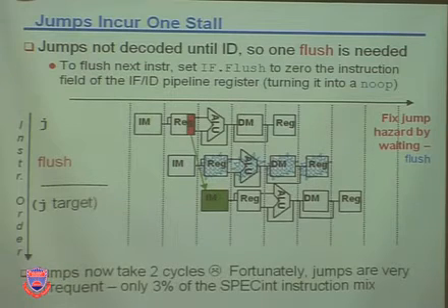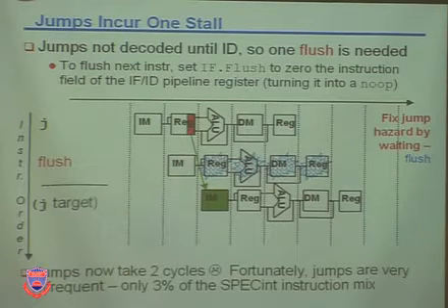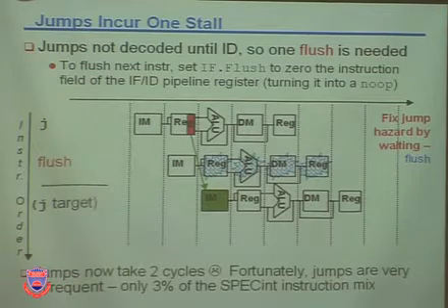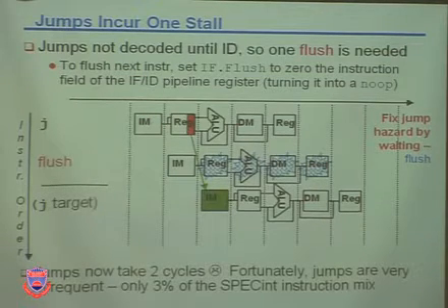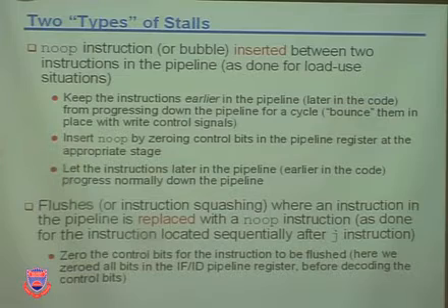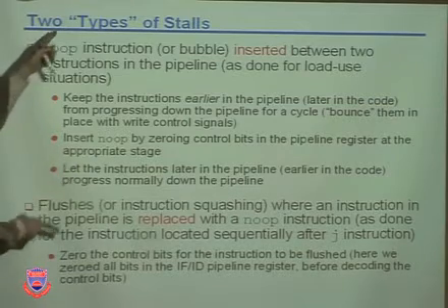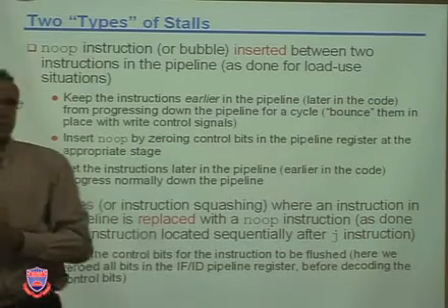Since jumps only occur 3% of the time, it's not going to kill us that they're slow. All right? Remember, make the common case fast, but this is anything but the common case. This is the very uncommon case. So we don't like it that it takes 2 cycles, but it's not going to hurt us too much because they're infrequent. Now, there are 2 kinds of stalls that we need to distinguish between.